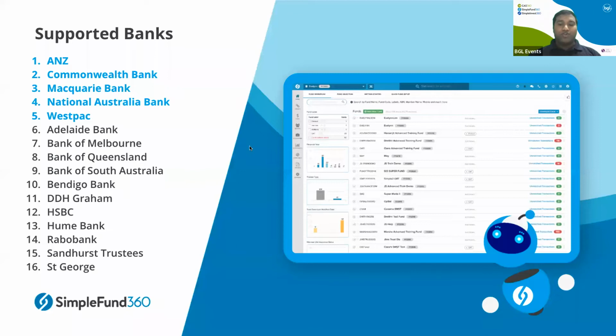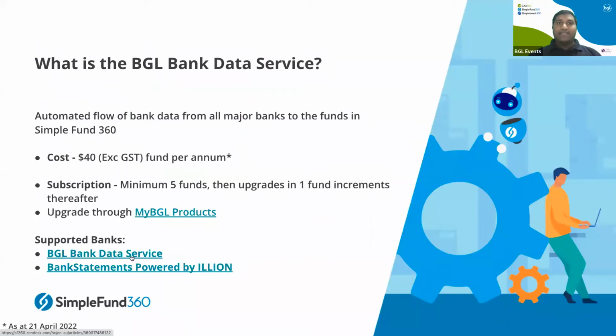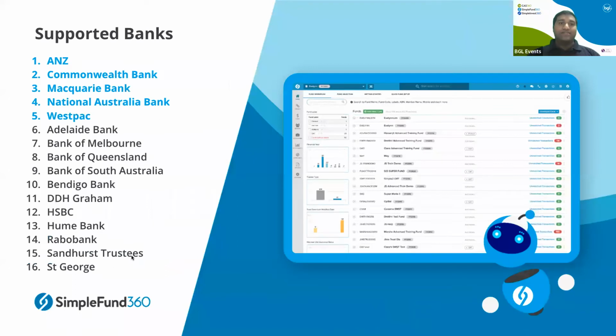And on the slide before, I did also have the link that has the supported banks and also the types of accounts that are supported. For example, term deposits or loan accounts, some banks do support them, some don't. But most of the common bank accounts, like everyday accounts for SMSFs, are supported through the BGL Bank Data service. So if you have any clients that have banks with any of these, it's definitely worthwhile looking at setting up the data feeds for them.